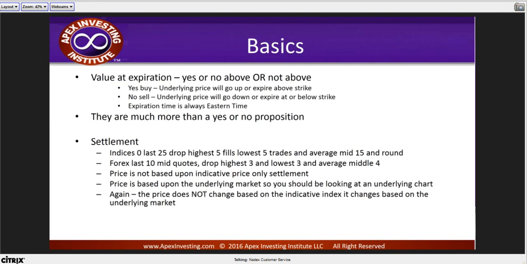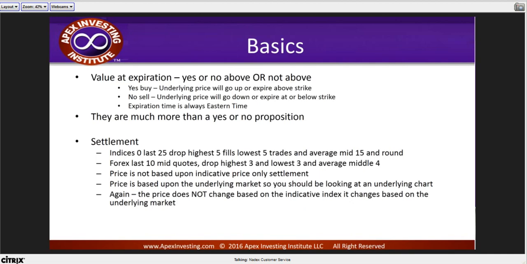It's not just below. Either the price is above the strike, which means the buy trader would be profitable at expiration, or it's at or below. When I say it, I mean the underlying settlement price that they put together. The settlement price will be at or below the strike price. Again, this is understanding that you already get some basics of binaries.